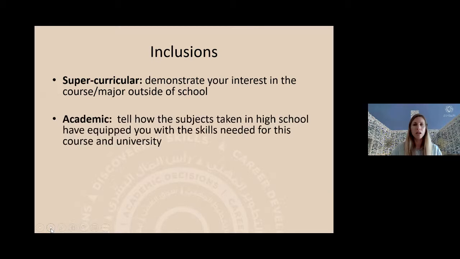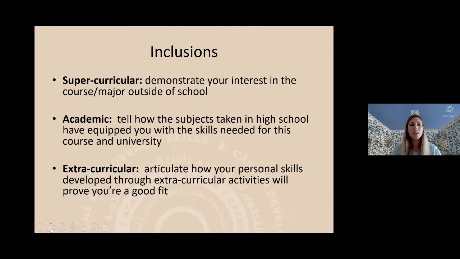All right, so you can include experiences in three major areas. Supercurricular means something that you are demonstrating your interest in outside of school. So it's maybe within the subject area of interest, but it's not sitting in your classroom. That's one category you can group inclusions in. Another is academic, the subjects that you've taken and how those have equipped you with the skills you need for the specific course or university you are applying for. And then of course, extracurricular, anything extra that you have done that demonstrates those soft skills or tangible skills that show that you are a good fit. I'll talk a little bit about soft skills on a subsequent slide.